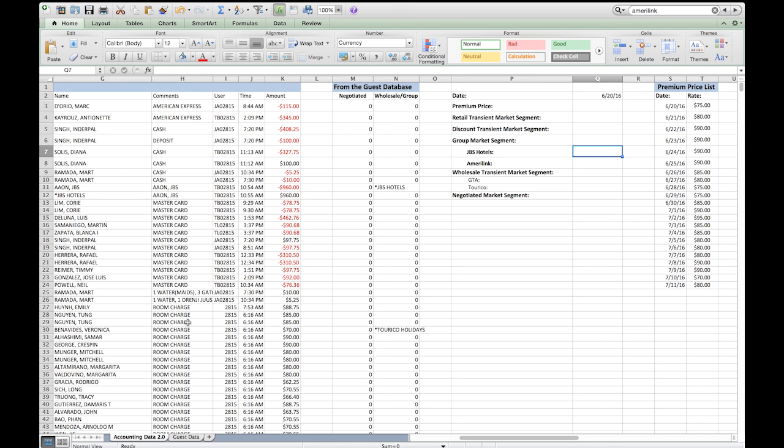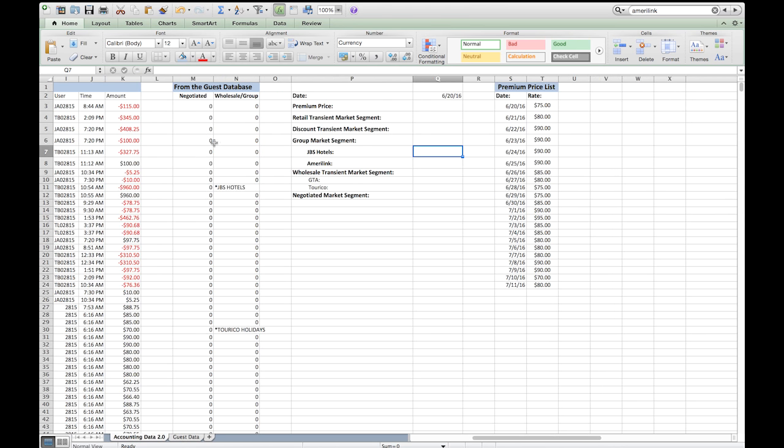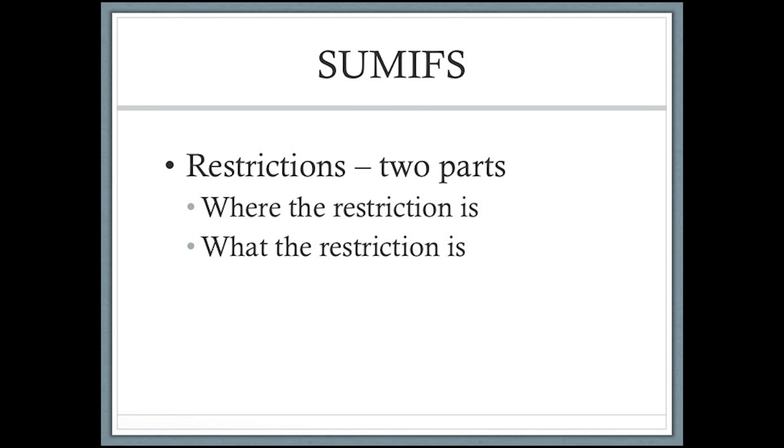All right, so this is how it's going to go down. I'm going to give you a market segment, and I'm going to briefly tell you what that market segment is. I'll then give you the restrictions for each market segment to create your SUMIFS formula. So last week I kind of held your hand, but this week you're going to have to create it on your own. Now, remember in the last video, restrictions consist of two parts: where the restriction is and what the restriction is. It won't be hard because you're essentially doing the same thing as last week, except you're adding on more restrictions because we want to make it more specific. It's not just restricting it to room charge and date.